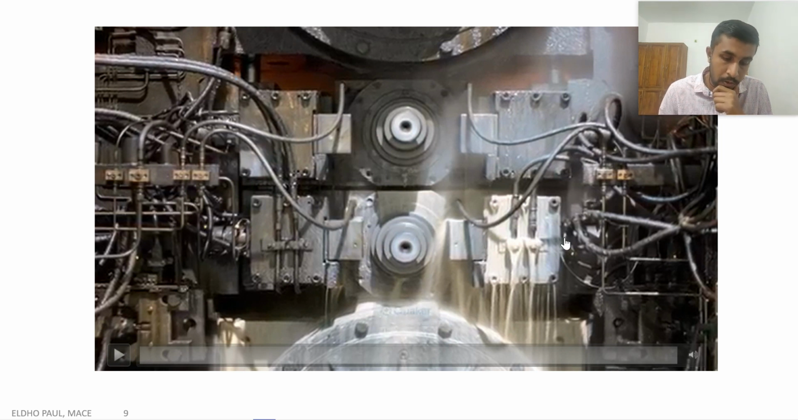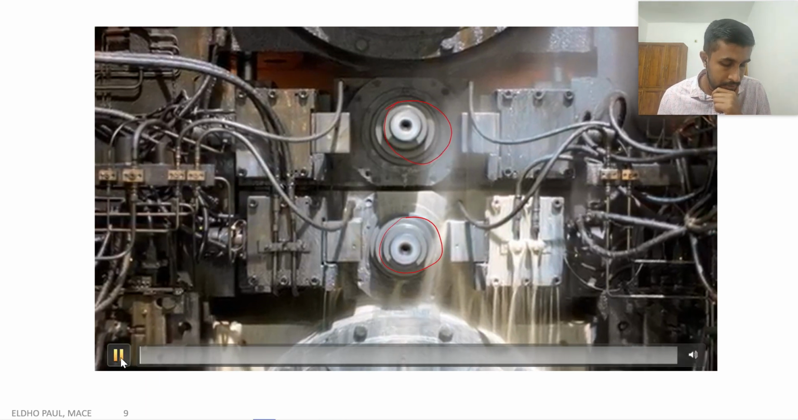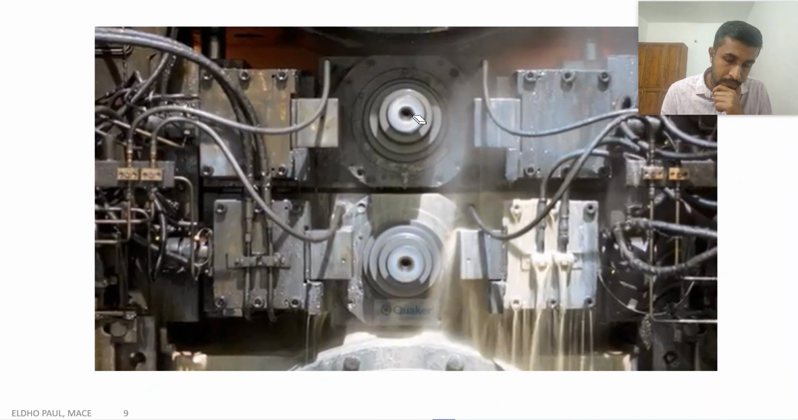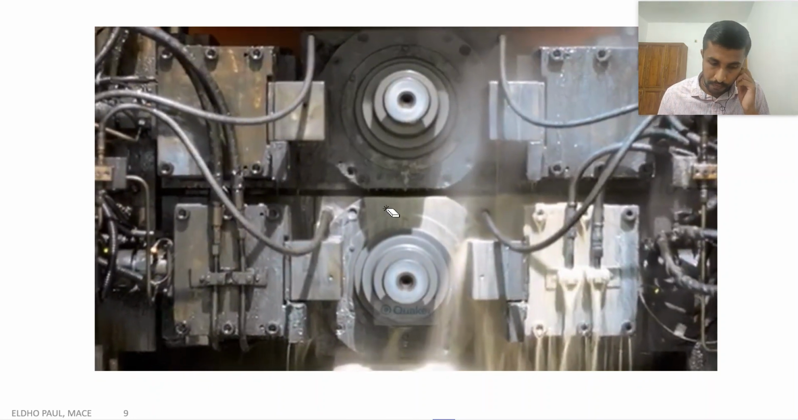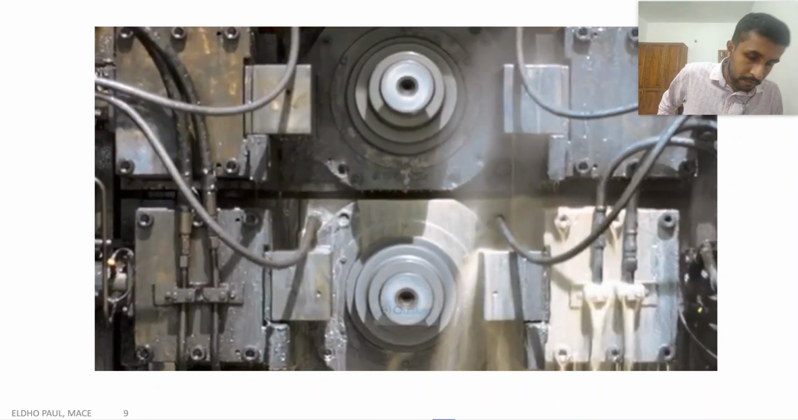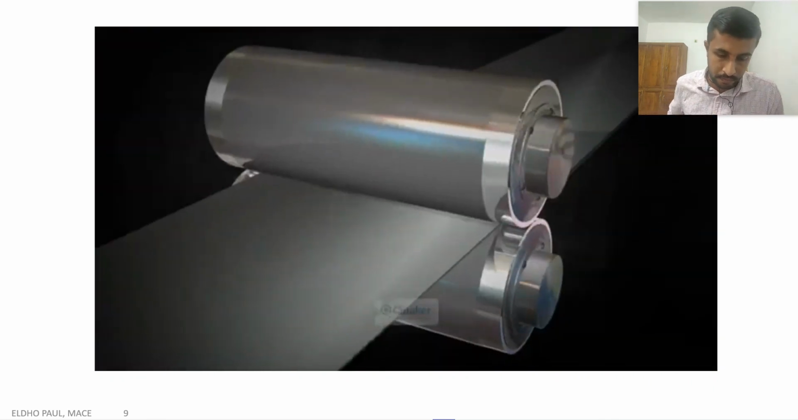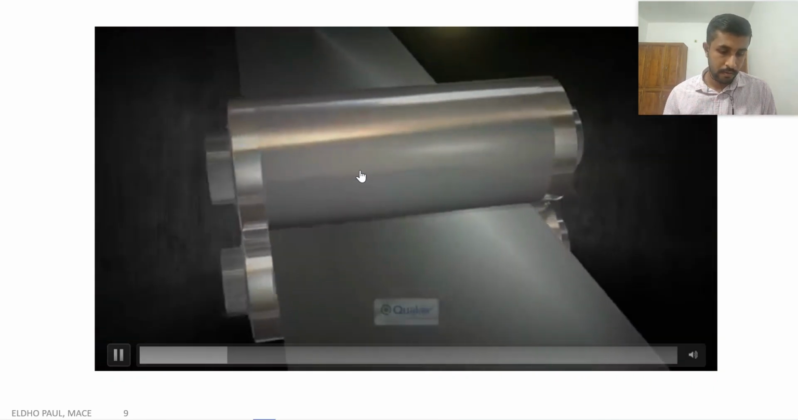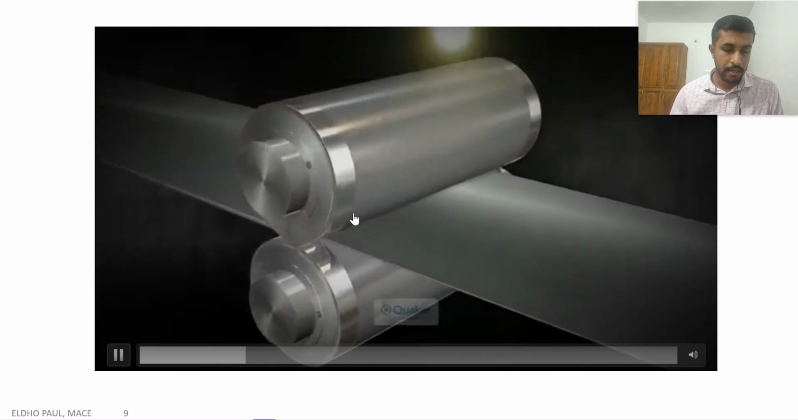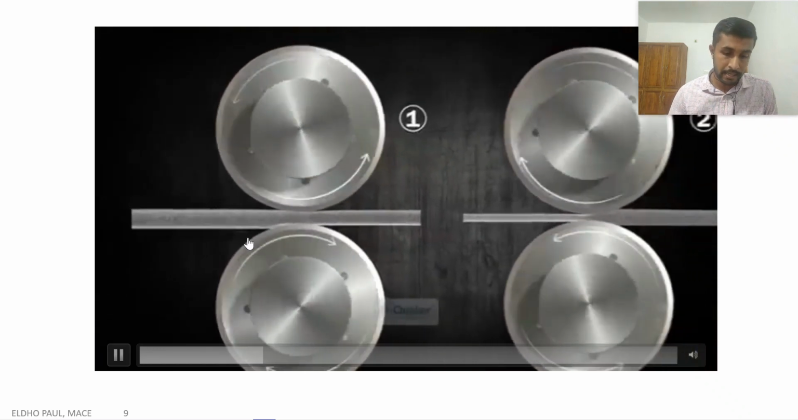These are the two rollers. This is the side view of the two rollers. This animation shows the important role of lubrication in the steel cold rolling process. In the cold rolling process, steel strip is passed through sets of work rolls at high speeds. Between the two rollers, under high loads, the strip thickness is progressively reduced.